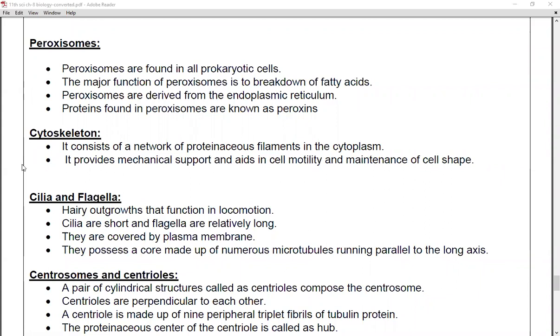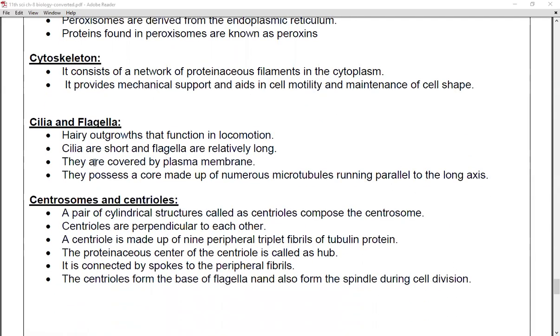The cytoskeleton provides mechanical support and aids in cell motility and maintenance of the cell shape. So the cytoskeleton is responsible for providing mechanical support, and it is also involved in cell motility. Both the cell motility and the cell shape are maintained by the functioning of the cytoskeleton.